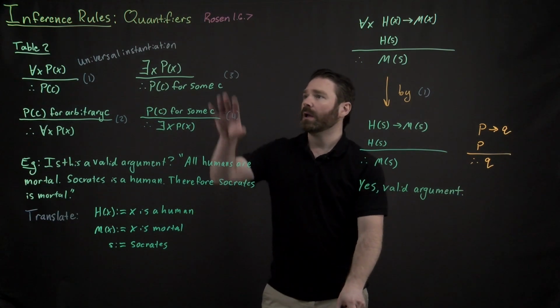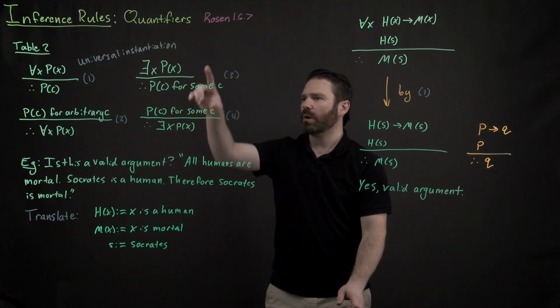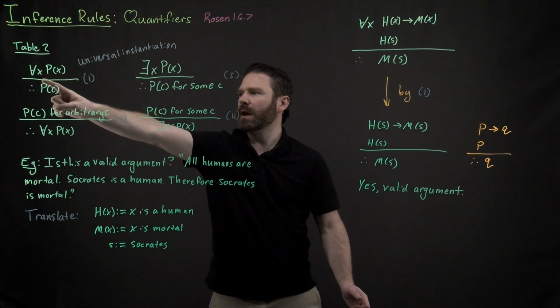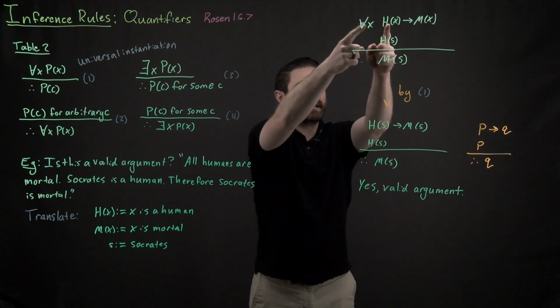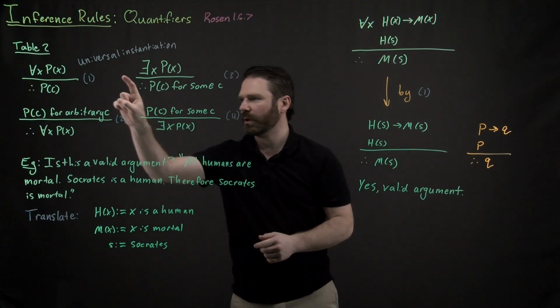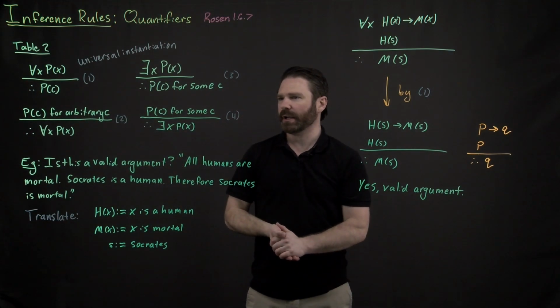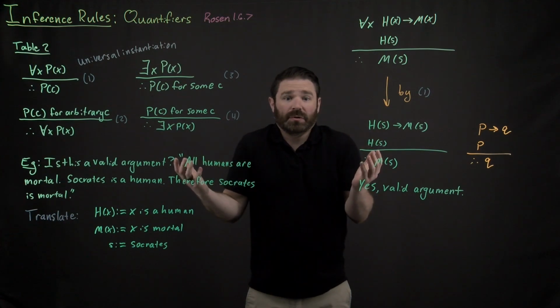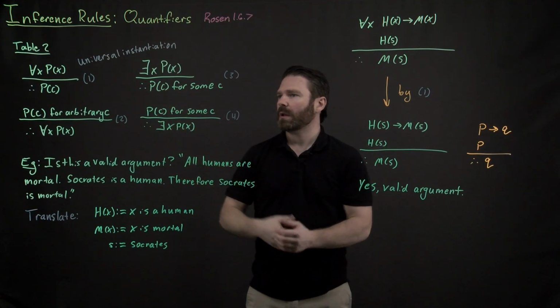So in conclusion, our inference rules for quantifiers are relatively straightforward. If you see for all of x, you can plug in any individual variable and know that it's going to be true. That's universal instantiation. If you see there exists an x, you know that it's true for some c, etc.